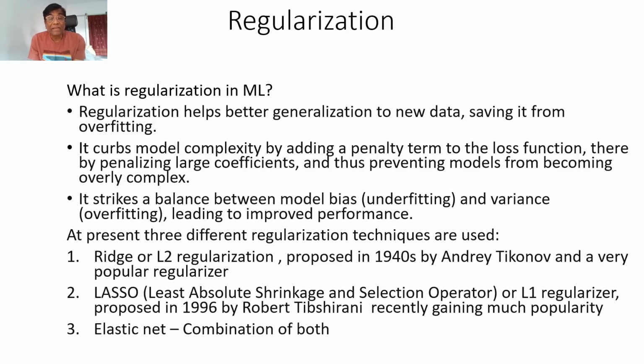In machine learning, it helps better generalization to new data, saving it from overfitting. It also saves the model from unnecessarily getting complicated. A model should not be very complicated. That means it should not have high variance.